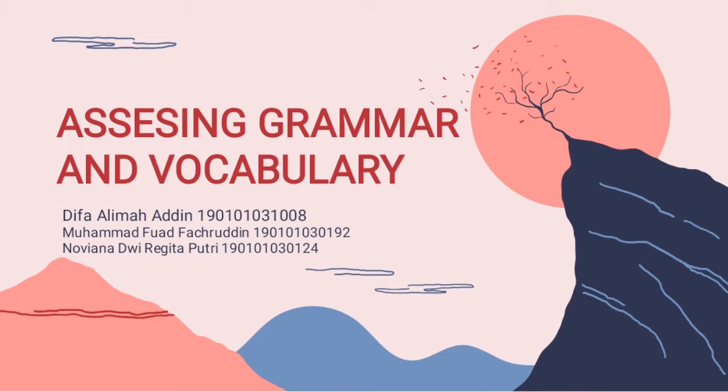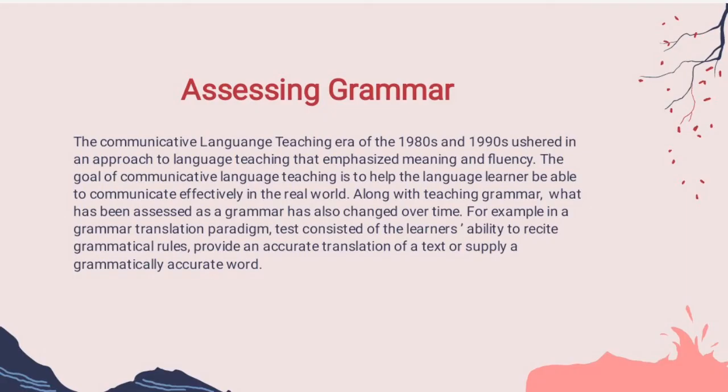In this meeting, we are going to discuss assessing grammar and vocabulary. For assessing grammar, along with teaching grammar, what has been assessed as grammar also changed over time. For example, in a grammar translation paradigm, tasks consisted of the learner's ability to recite grammatical rules, provide an accurate translation of a text, and also supply a grammatically accurate word.